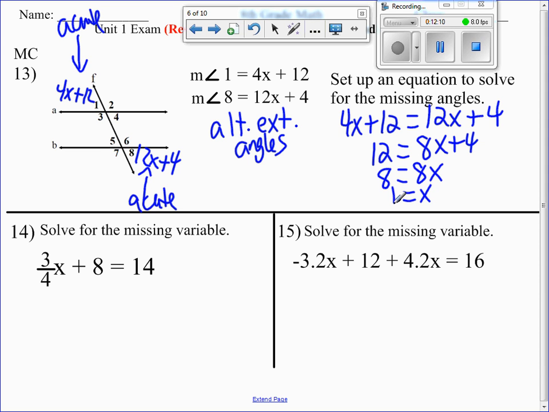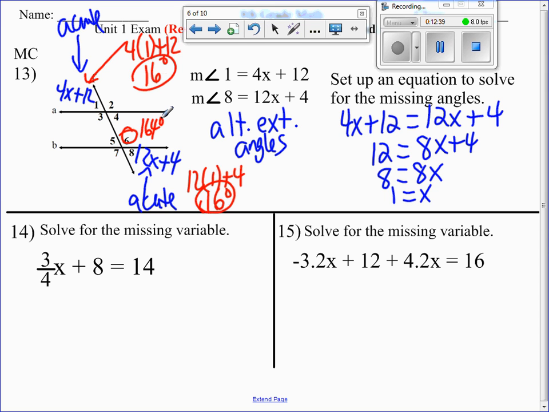X equals 1. So the question says to solve for the missing angles. So 1 is not our final answer. You need to take the 1 and substitute it back into each expression. So 4 times 1 plus 12 is 16 degrees. 12 times 1 plus 4 is also 16 degrees, so we're good. And if they ask for the other angles, like angle 6, for example, 180 minus 16 is 164.